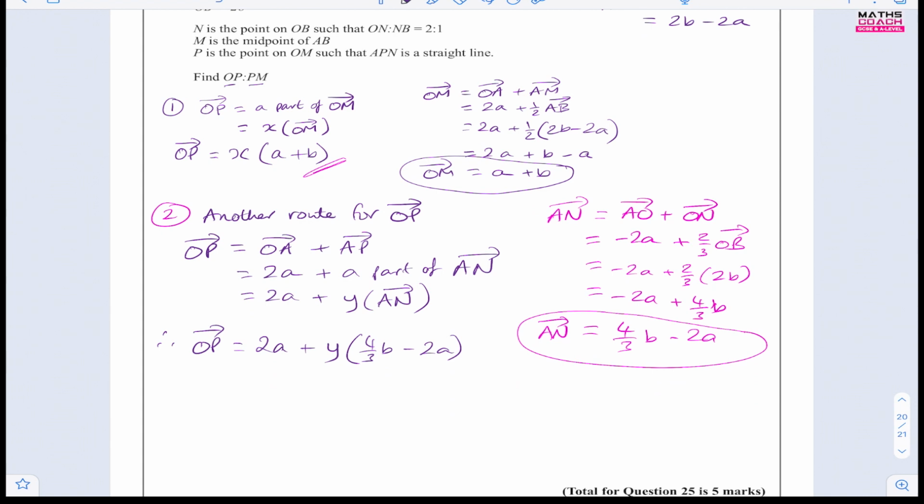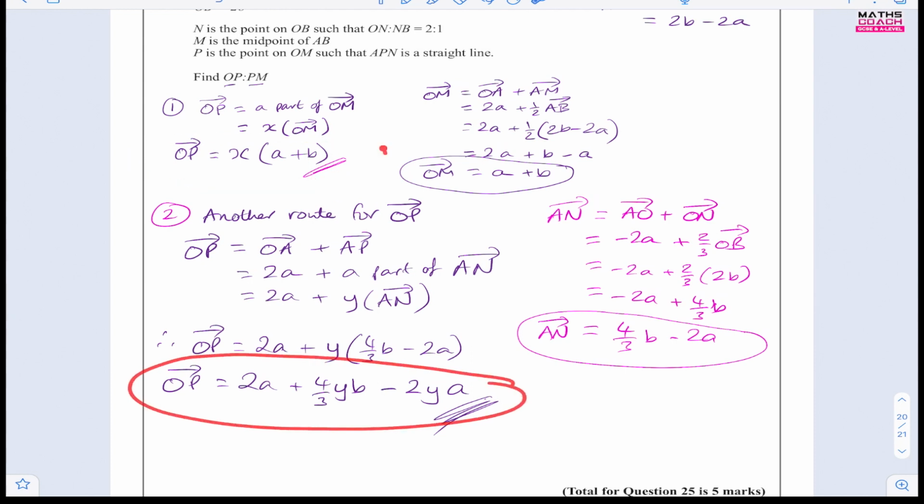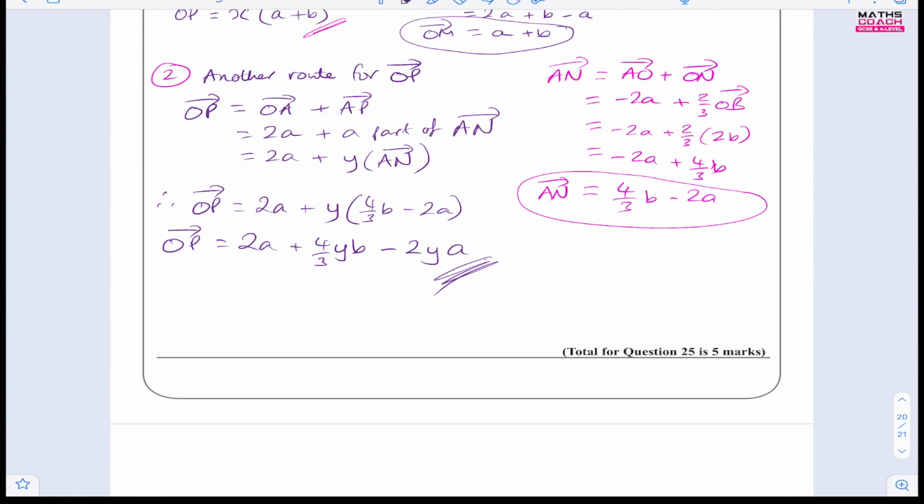And what do we get when we expand this out? We get O to P is equal to 2A plus 4 over 3YB minus 2YA. Right, so what do we have? We have 2 different variations for O to P. We have this one that we just found and what we found earlier on. So what we can now do is just equate both O to P's and solve them simultaneously. So let's go ahead and do that. So equate both O to P.